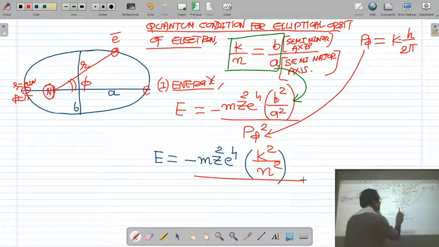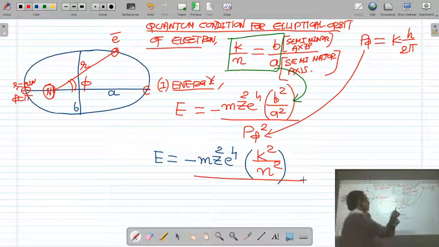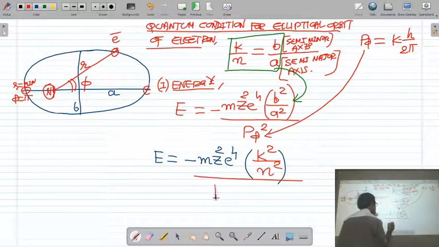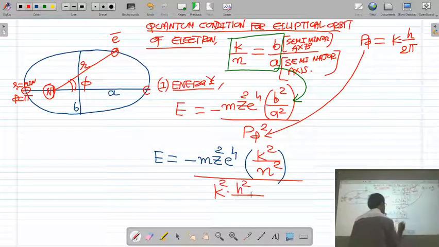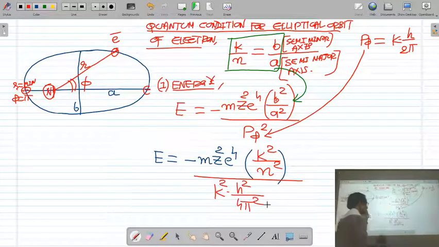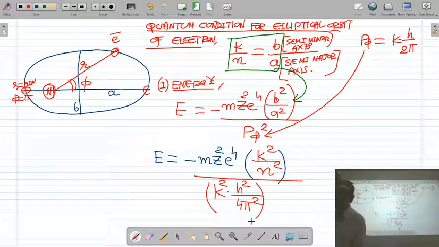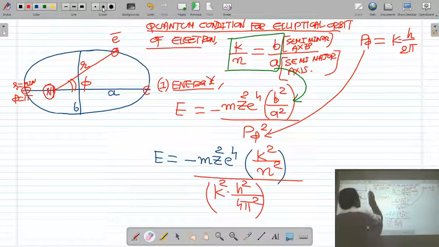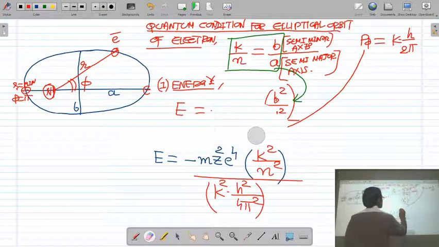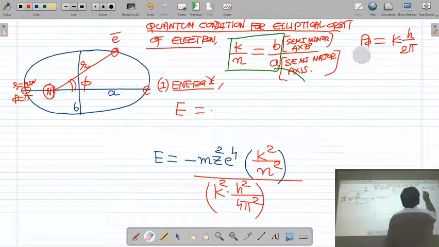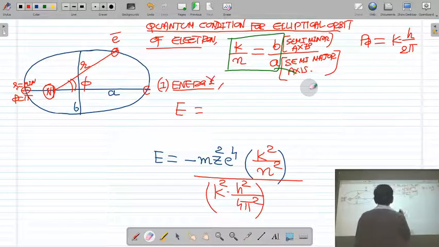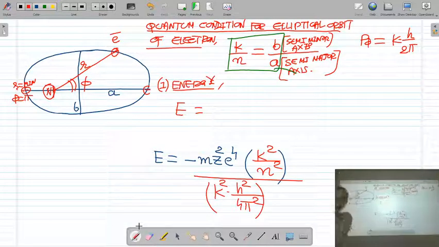what is the value of the angular momentum p phi of the electron? The angular momentum p phi of the electron is kh upon 2 pi. So its square will be k square h square upon 4 pi square. Solve this equation, and you will get the exact equation for the energy.